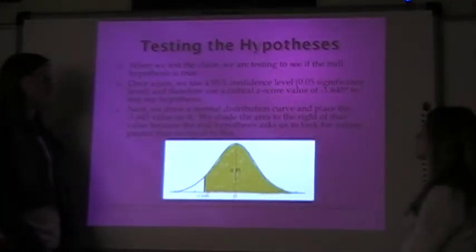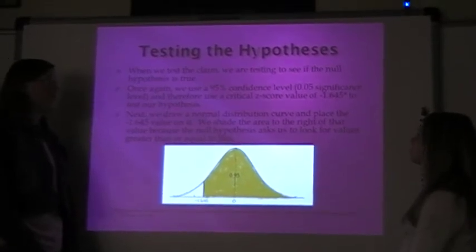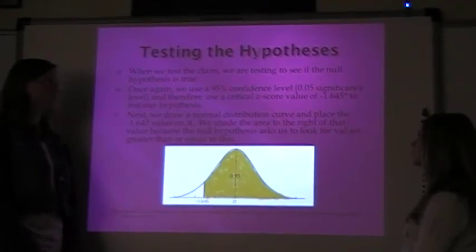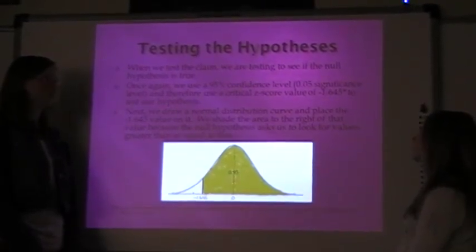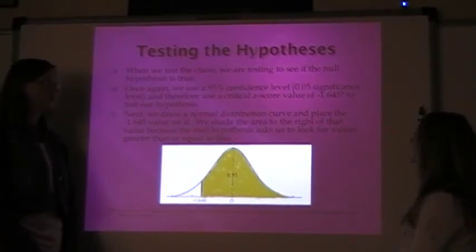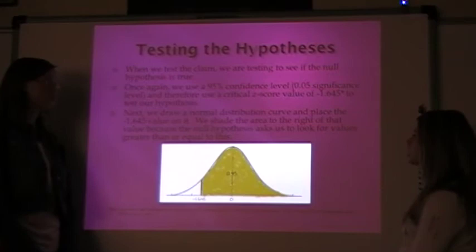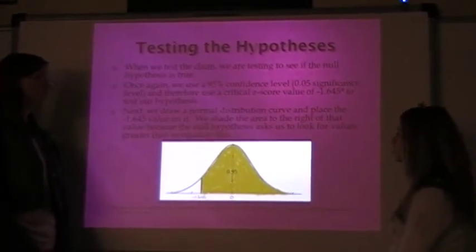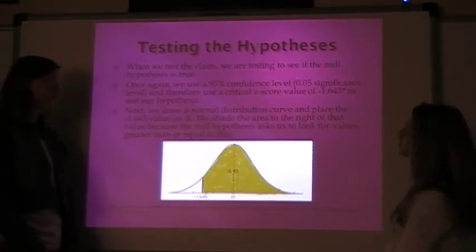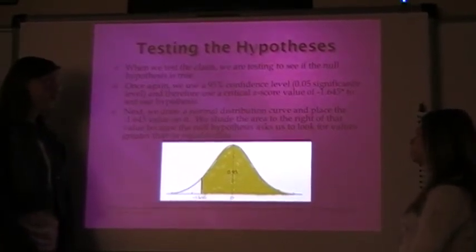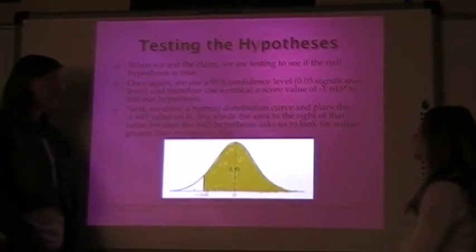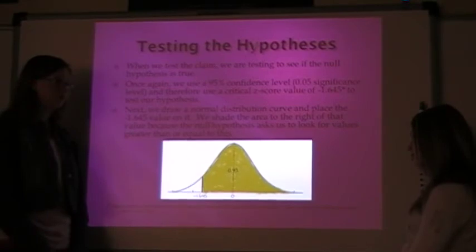Testing the hypothesis. When we are testing the claim, we are testing to see if the null hypothesis is true. Once again, we use 95% confidence level or 0.05 significance level, and therefore use a critical z-score value of -1.645 to test our hypothesis. Next, we draw a normal distribution curve and place the -1.645 value on it. We shade the area to the right of that value because the null hypothesis asks us to look for values greater than or equal to this.